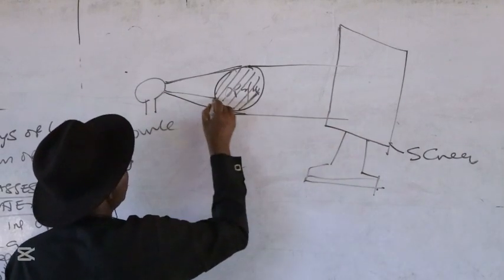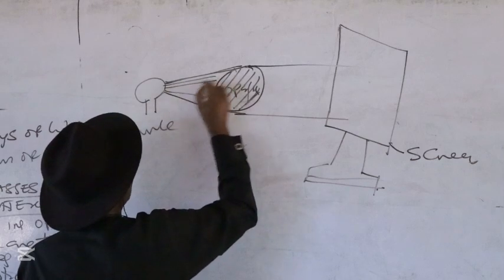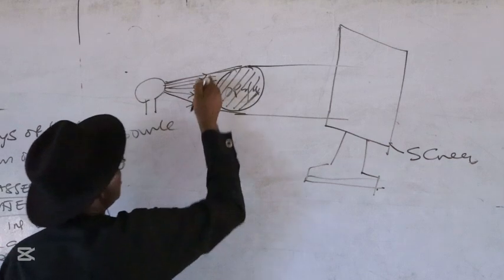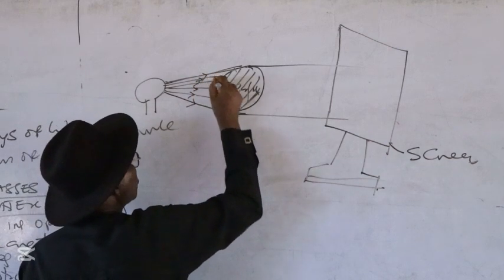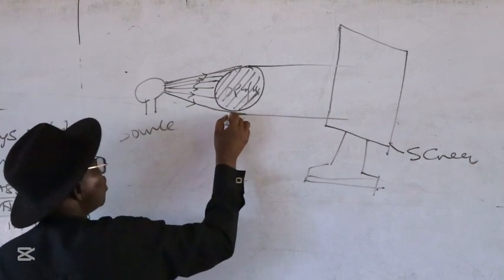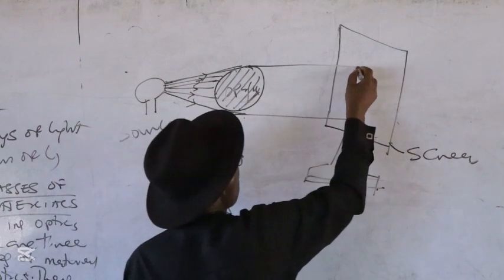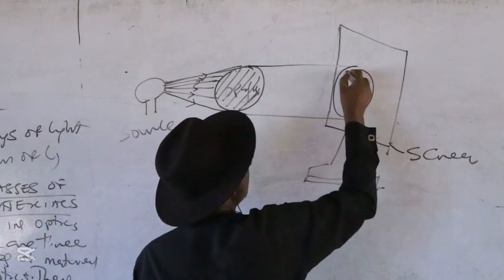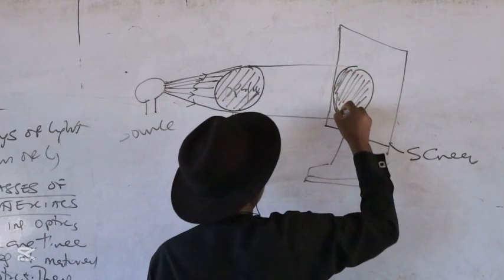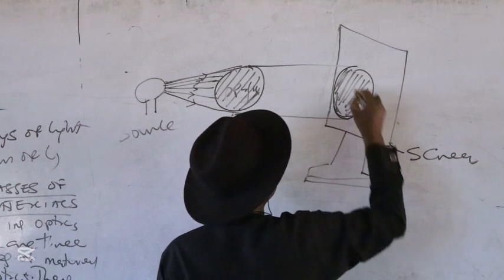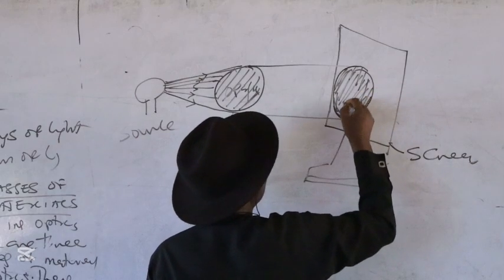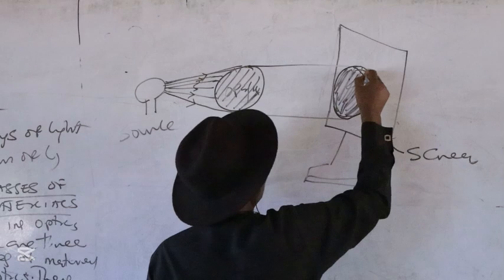So all other rays within that range are blocked. All other rays here are blocked. All these rays are blocked. They are not allowed to pass through. It's only these 2 that pass above the opaque material. So all these parts will now be dark. From this range to this range, they form shadow. This is what we call shadow.